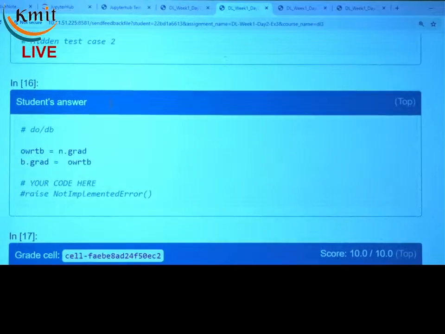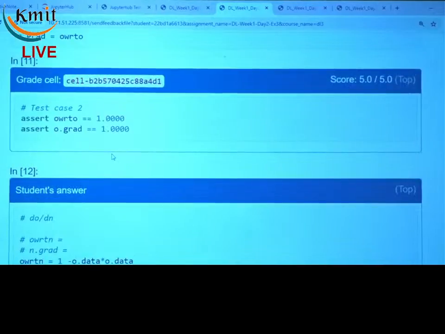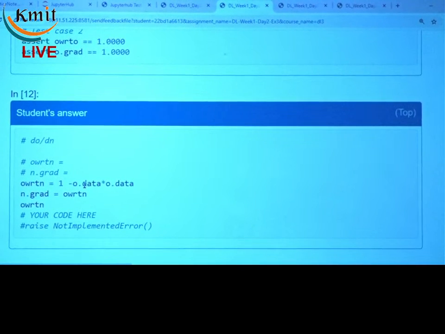Show them this is the correct one. This is correct: O with respect to n is 1 minus tanh squared.